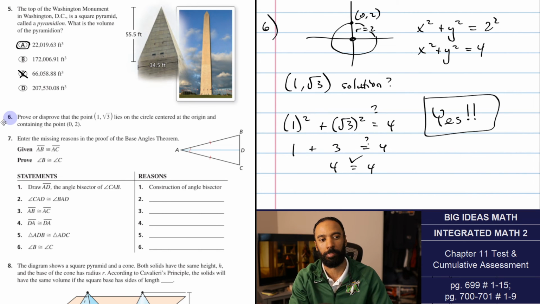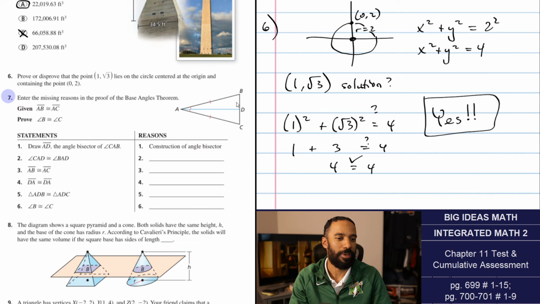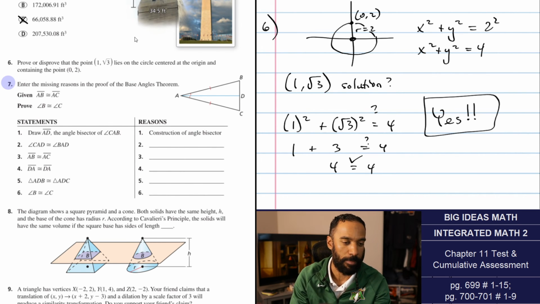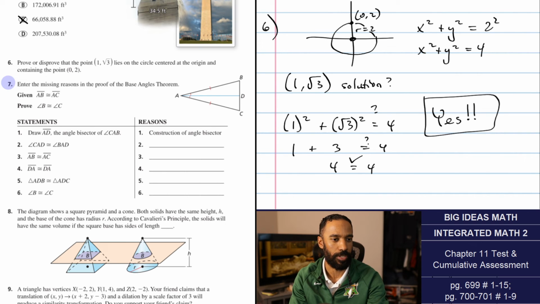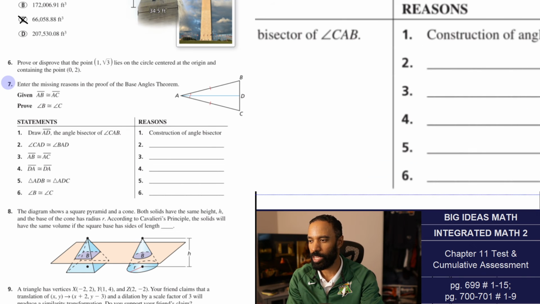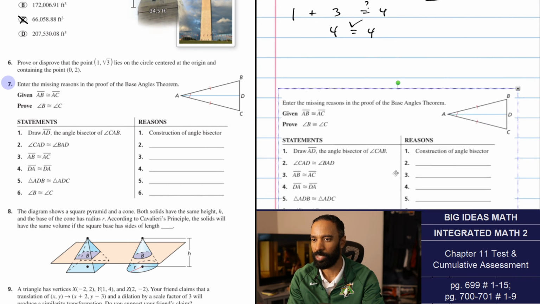Number 7. It's a proof. I almost escaped the proofs. Enter the missing reasons in the proof of the base angles theorem. Well, one thing that's going to satisfy me is I'm going to copy and paste this so I don't have to write out the statements and reasons. I do have to write out reasons, but I don't have to build the whole table. So, prove, this looks like a basic CPCTC proof, actually.